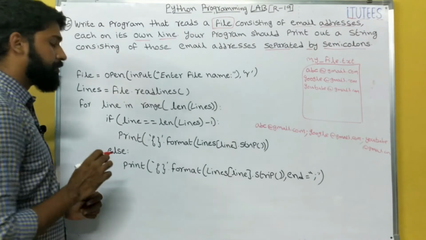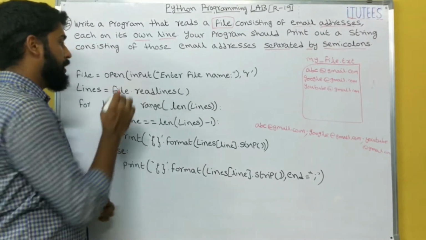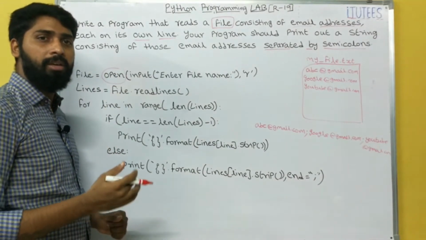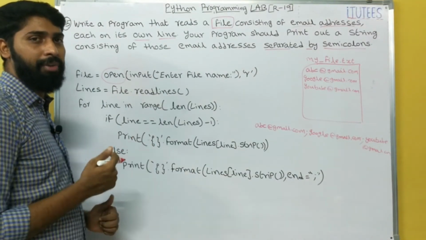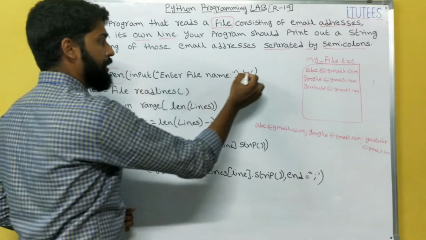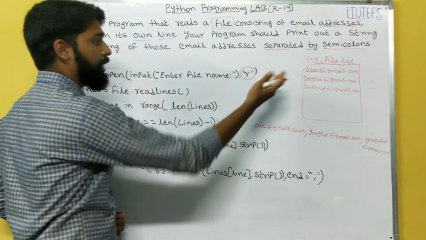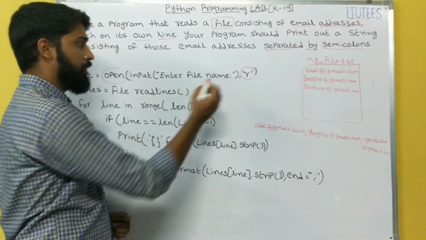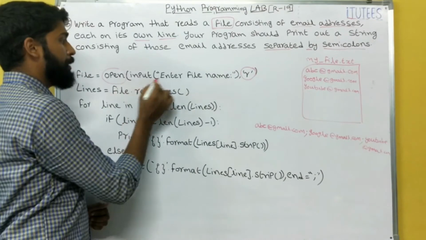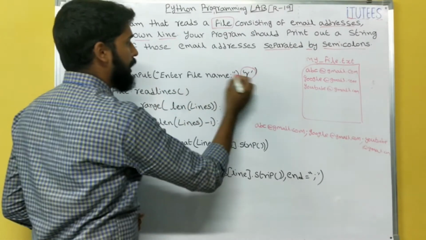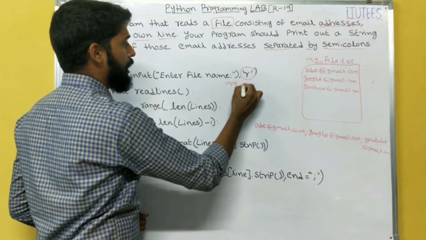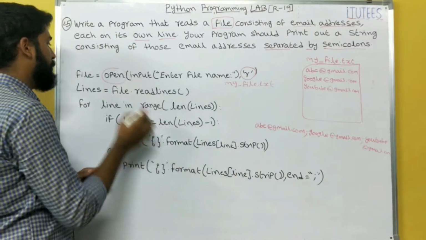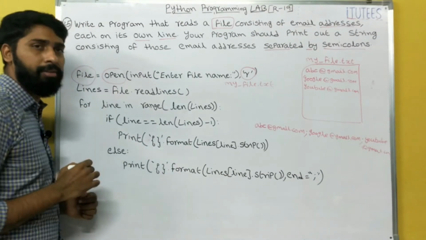For that, here we are going to write a function called open. Open is a function which is used to open the file. You can open the file in read mode here, so that means we cannot perform any modifications to this file. So we are opening this in r. Input: enter a file name. At the time I am going to give the input my_file.txt. So this is opened and it is stored in file.